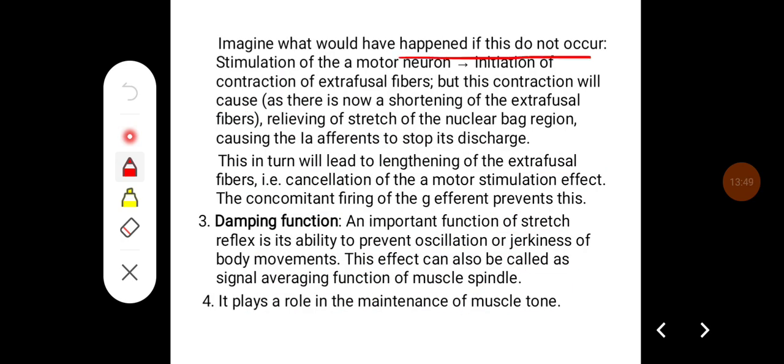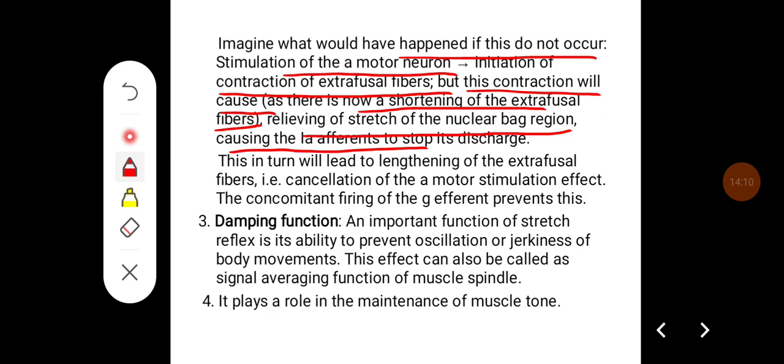Imagine what would have happened if this did not occur. Stimulation of the motor neuron causes initiation of the contraction of the skeletal muscle fibers, but this contraction will cause shortening of the extrafusal muscle fibers, relieving the stretch on the nuclear bag fibers, causing the 1A afferents to stop their discharge. This in turn will lead to lengthening of the extrafusal fibers, that is, cancellation of the motor stimulation effect. The concomitant firing of gamma efferents is going to prevent this.